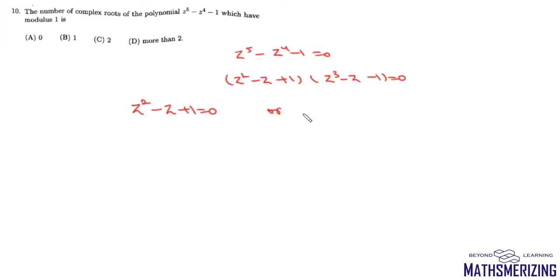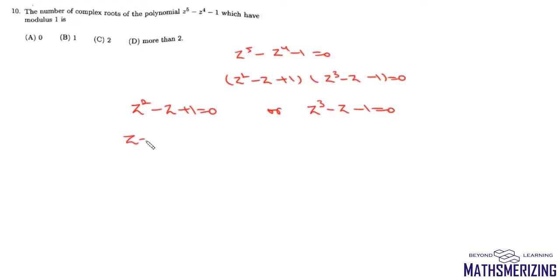Now question number 10: the number of complex roots of this polynomial z to the power 5 minus z to the power 4 minus 1 equals 0 is. Now we can actually factorize this equation as z square minus z plus 1 and z cube minus z minus 1 equals 0. So we can write this as z square minus z plus 1 equals 0, or z cube minus z minus 1 equals 0.